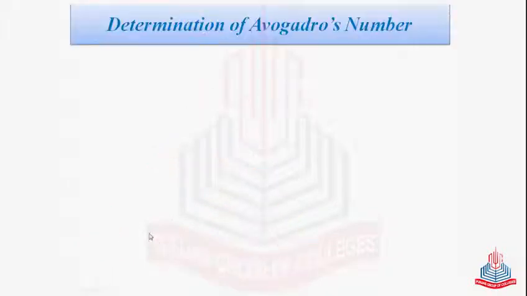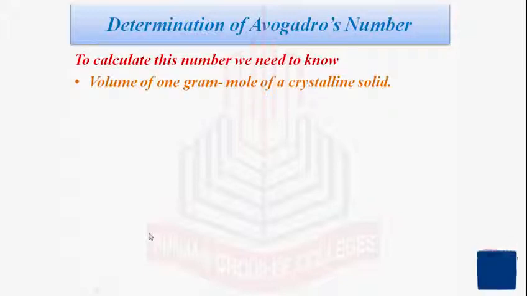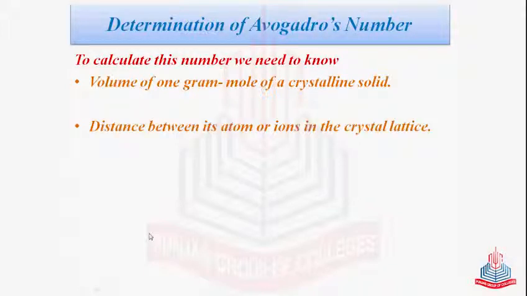Now let's discuss the last topic of chapter number 4, that is determination of Avogadro's number. We know that Avogadro's number can be calculated in various different ways. एक accurate method to determine the Avogadro's number is based on the study of crystalline solids. इस method के through Avogadro's number मालूम करने के लिए we must know the volume of 1 gram mole of a crystalline solid and the distance between its atoms or ions in the crystal lattice.